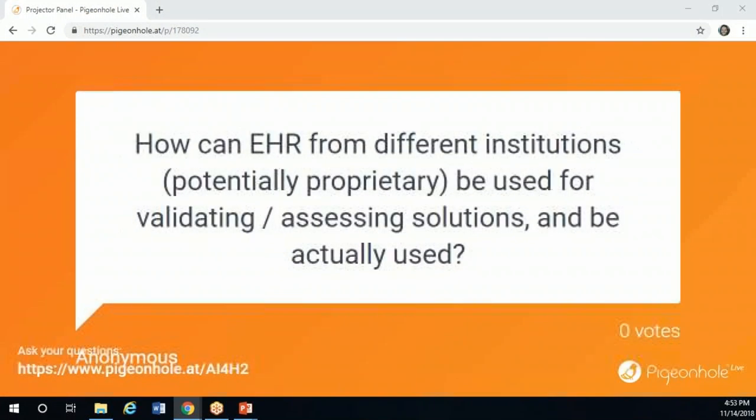Thank you. So let's look in the pigeonhole. How can electronic health records from different institutions, potentially proprietary, be used for validating and assessing solutions, and actually be used? I think this goes to you, Nagis. Sure. Well, it goes a little bit beyond my expertise, but.